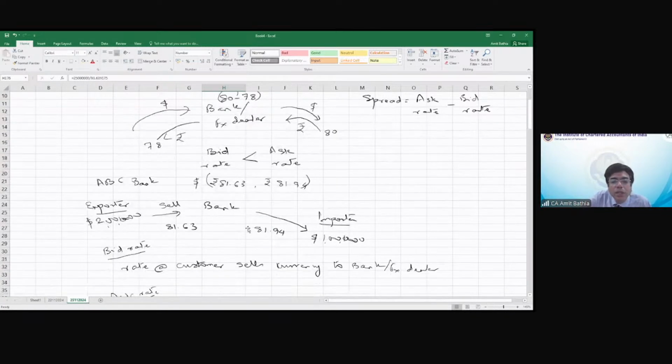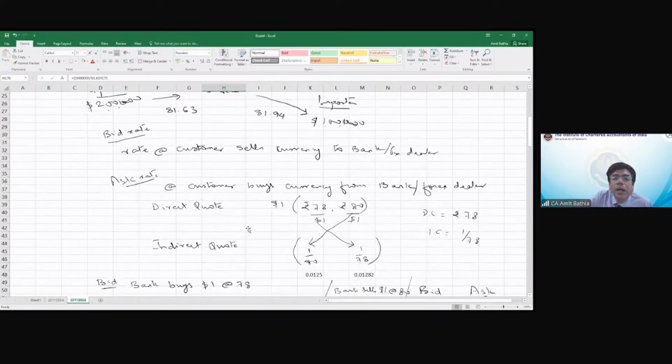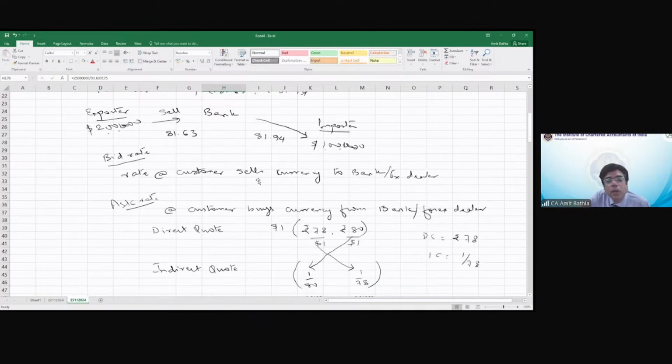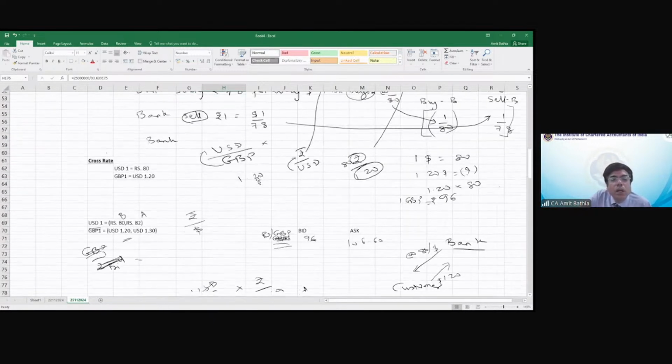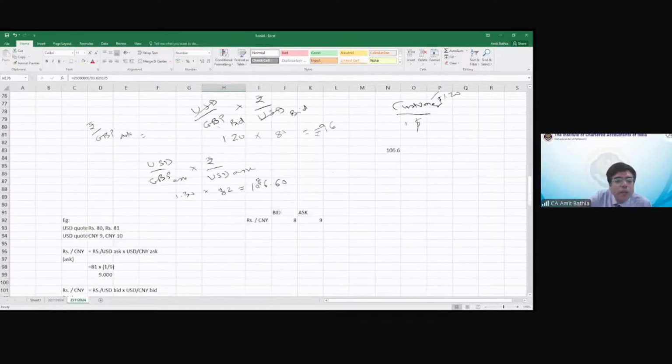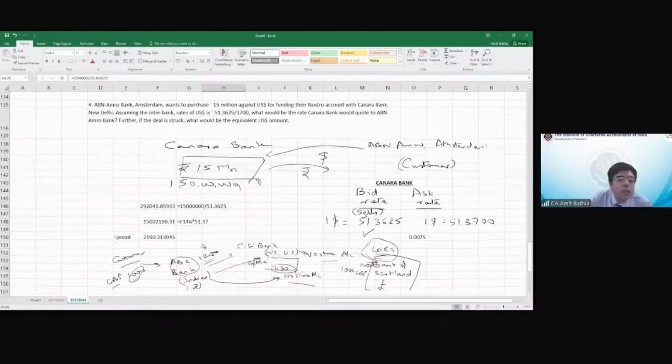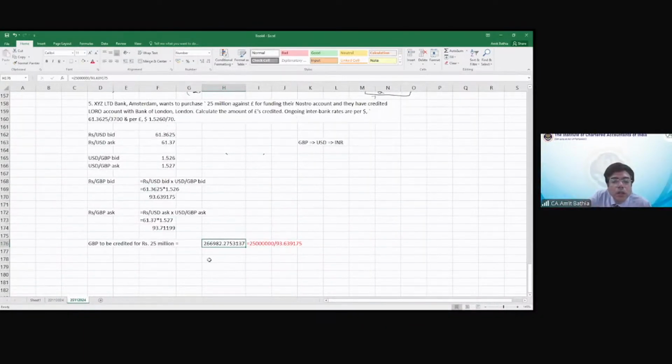Then we saw a couple of examples of how to convert the bid rate and ask rate. We also discussed the direct quote in case of a two-way currency quote, and then the indirect quote of the two-way currency. Thereafter, we solved a couple of questions as well. We did question 4 and question 5 today. There are a few more sums on the cross rate, which we'll be doing in the second half. Shall we take a break of 10 minutes now?